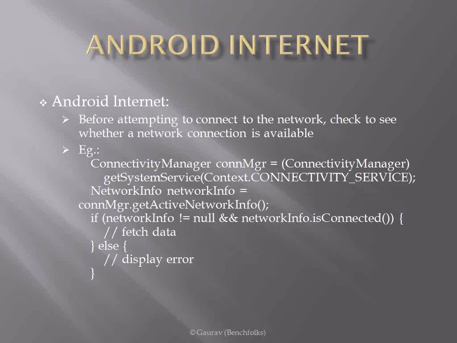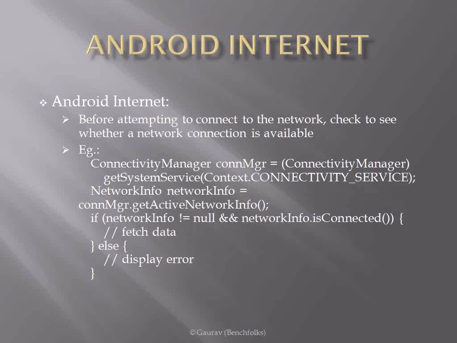So before attempting to connect to a network, we need to check whether a network connection is available or not. So for that we have some example code like this. We need to create an object of the type ConnectivityManager. ConnectivityManager is the object which helps to check the connection state of the network, and it is present in the package android.net.ConnectivityManager. So we create an object of the class, conMgr.